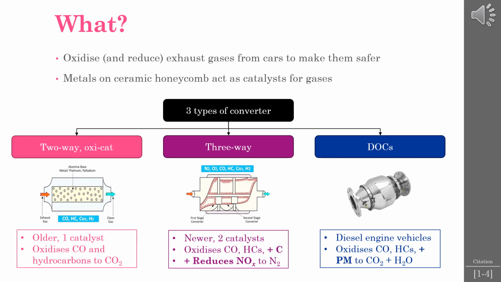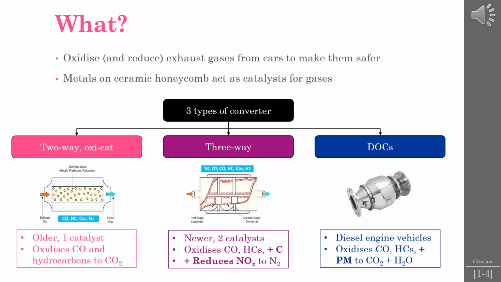They are devices that fit onto the exhaust systems of vehicles like cars, and they deal with the exhaust gases by passing them over a ceramic honeycomb with a catalyst on it. And what that does is it oxidizes or reduces certain gases to help make them safer. So there's three main types. We have two-way oxycats, three-ways, and diesel oxidation catalysts.